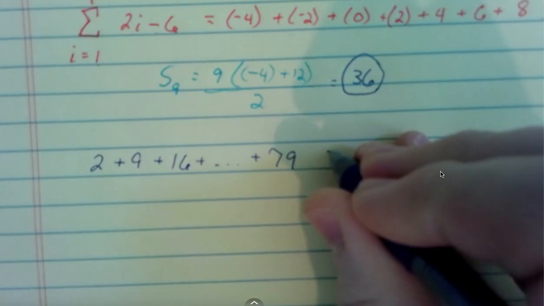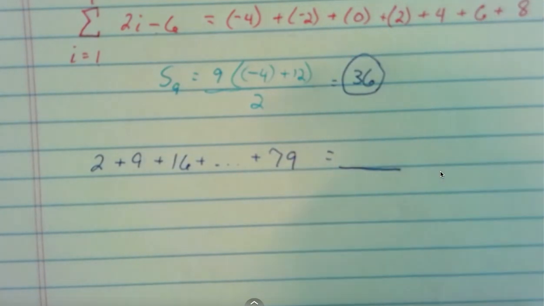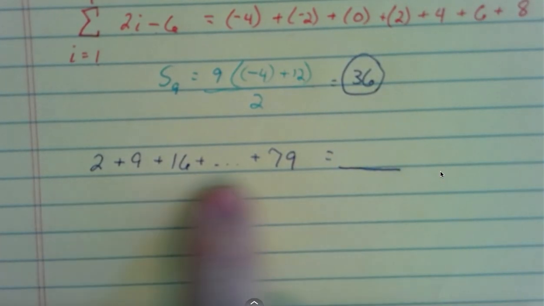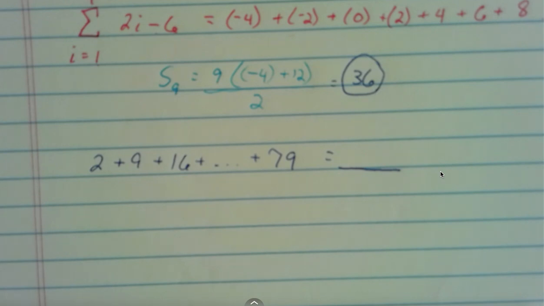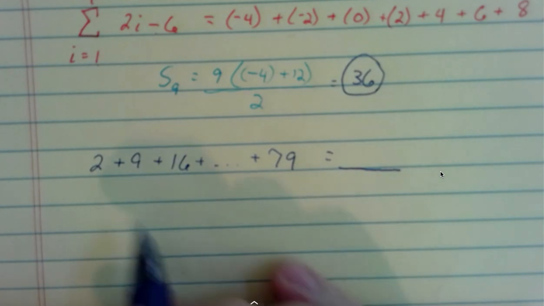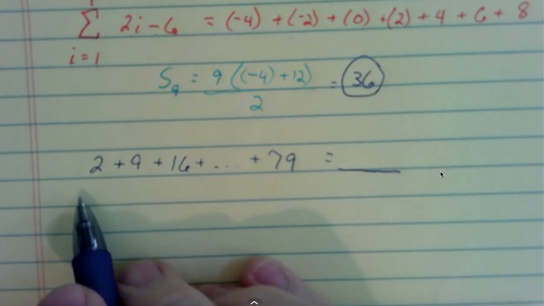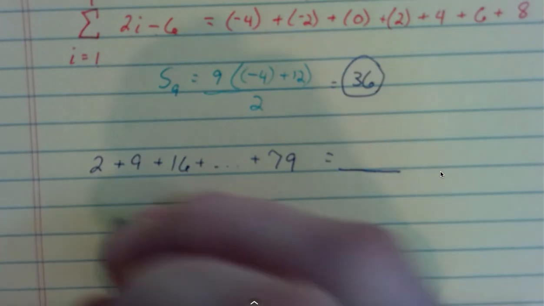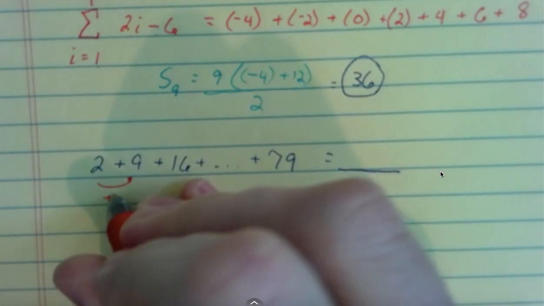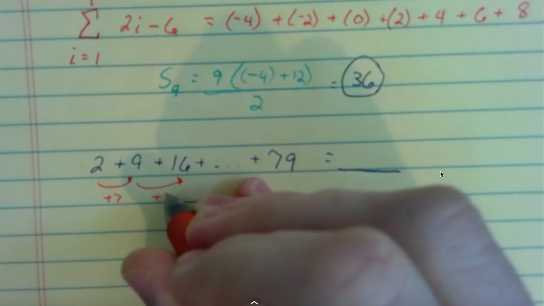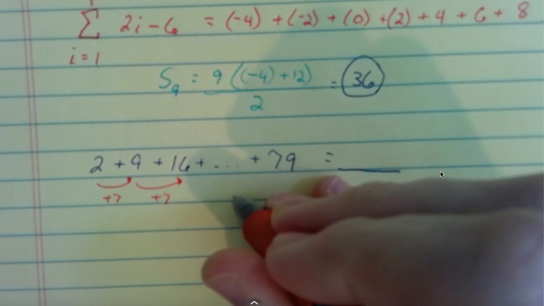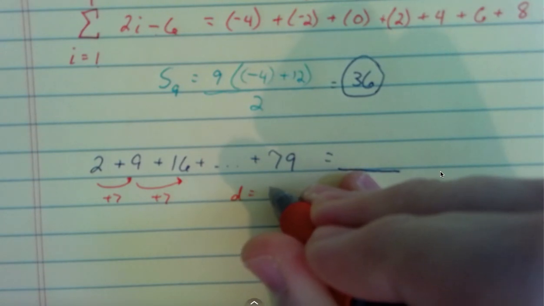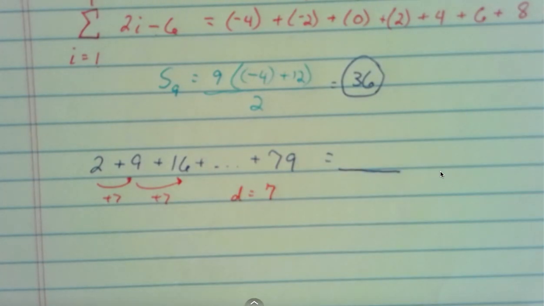So this presents a real challenge for us because when we look at this, we don't actually know how many terms are in this sequence. So what we're going to do first is figure out what the common difference is. Again, I told you it's always an arithmetic sequence. So what am I adding to get from 2 to 9? Well, to get from 2 to 9, I'm adding 7. 9 to 16, adding 7. So I can see here that my difference is plus 7.